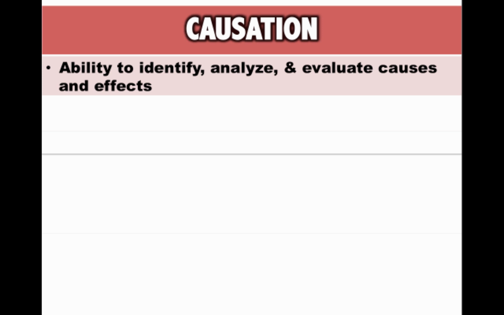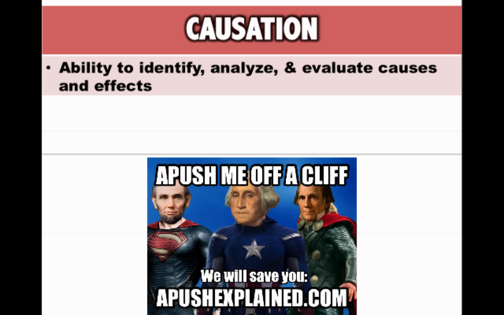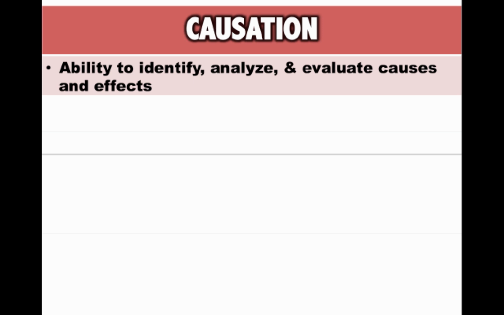The first one is causation, and this particular skill is going to test your ability to identify, analyze, and evaluate causes and effects of historical events. You're going to need to be able to recognize the many complex factors that cause historical events to occur. You're going to need to be able to show both the short and long-term causes and effects. And in essence, you're going to need to be able to explain why things happened and what the results of those things happening are.